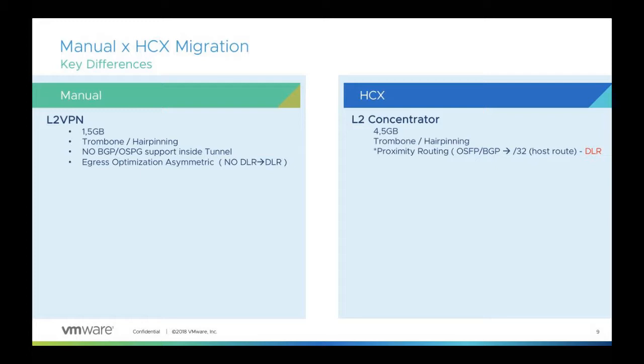Both can do tromboning. There's no way to do BGP peering or OSPF inside of a layer 2 tunnel. You can do it, but it's not supported by VMware. And you can do egress optimizations only on the edge, not on the DLR. So basically, those are the differences, which cause a lot of tromboning problems. Now, with the layer 2 concentrator, you can do it.